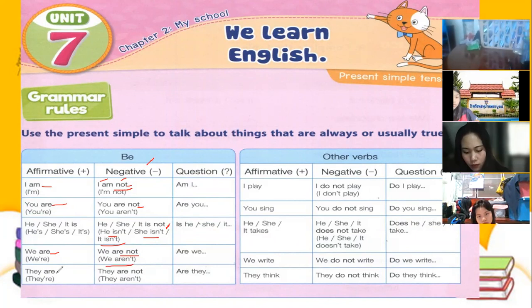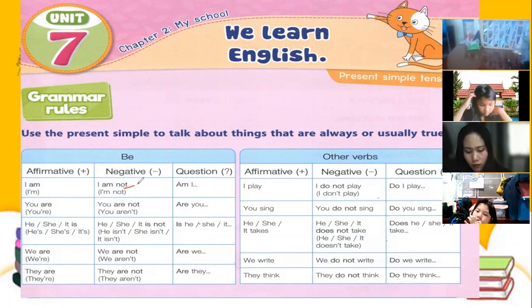And they are, affirmative. Negative would be they are not, they aren't. Okay, so it's very simple. Anything we use negative, we use not. Okay, we use not with that. So I am not, you are not, he is not, we are not, they are not. Okay, now this was negative sentence.